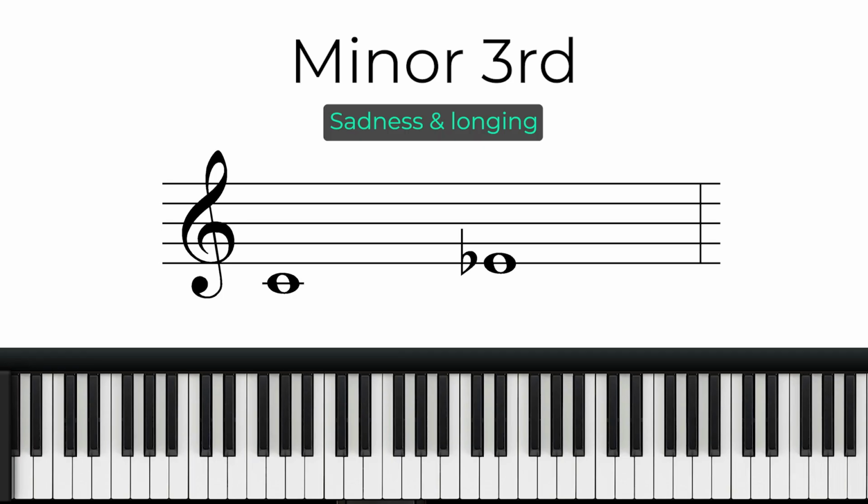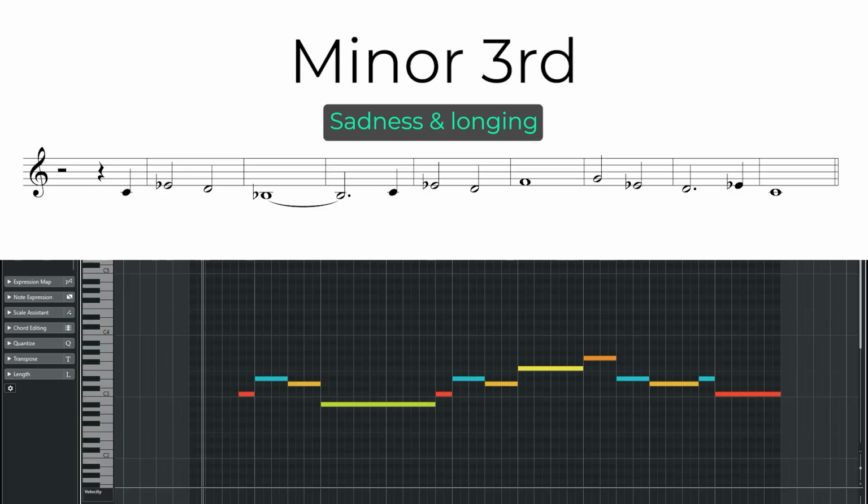Next up is the minor third, which unlike the major second, has a clear emotional quality, bringing a sense of sadness and a feel of longing to a melody. Think of Greensleeves, and there's your minor third right at the beginning. Let's take a listen to this example I've written.